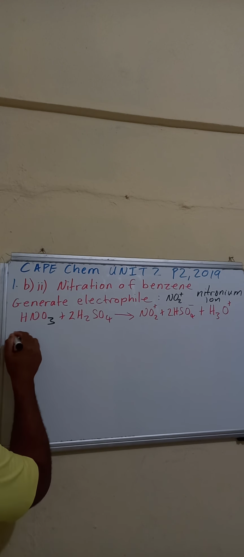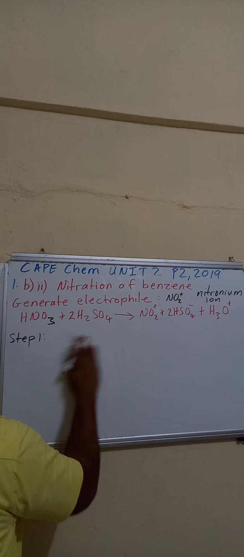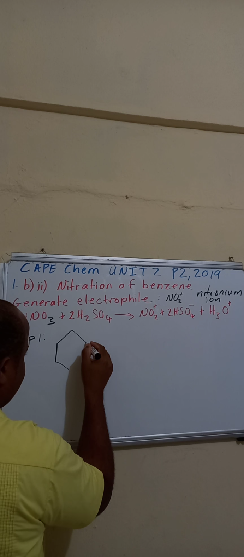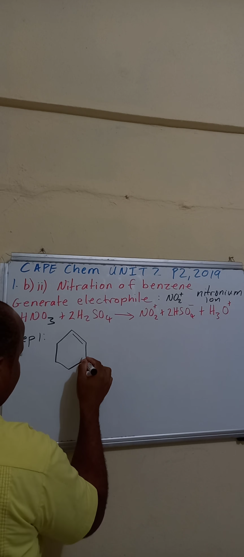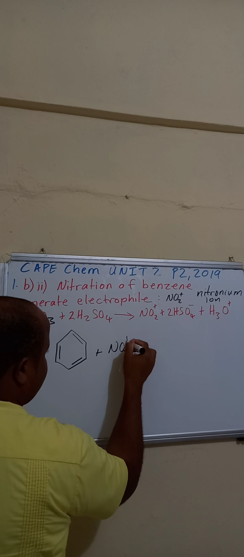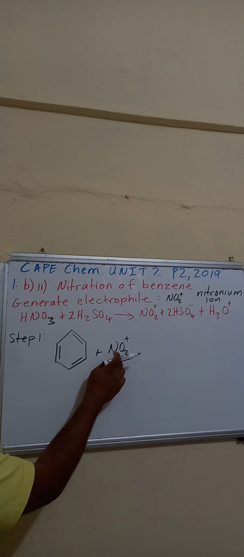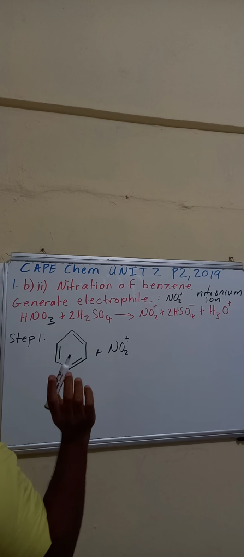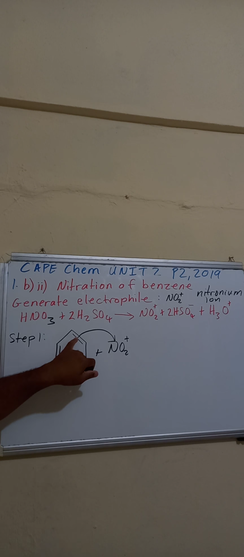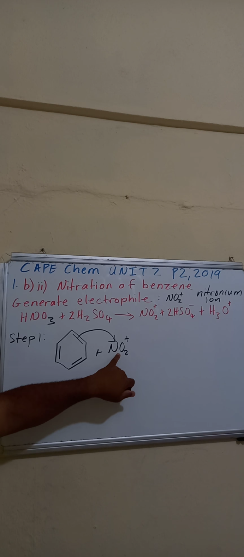So in step one of the mechanism, one of the pi electrons of the benzene ring is going to attack the electrophile. The pair of electrons in the pi bond is used to form a bond with the nitronium ion.